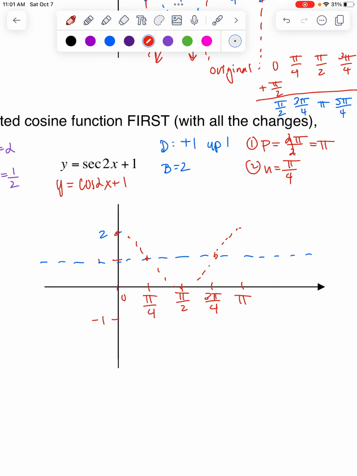Now I'm looking at my new midline, and wherever we have an asymptote, it's wherever our graph of cosine hits our new midline. So there's my first asymptote, and there's my second. Okay, and then I'm just going to go ahead and graph out my parabolas. And here we are. All right, we finished.